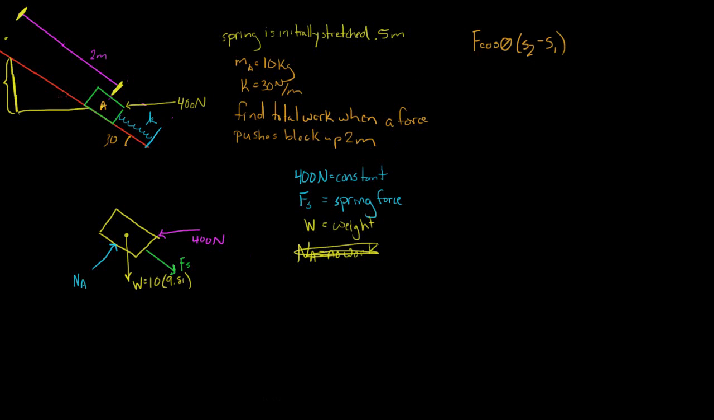This was derived in my last video, and this is the work from point 1 to point 2. Now this right here is just going to be our change in distance, because we're going to say at S1 it starts at 0. So at S2 it's going to be this 2 meters we're looking for. So we have 2 minus 0 times our force, which is 400.